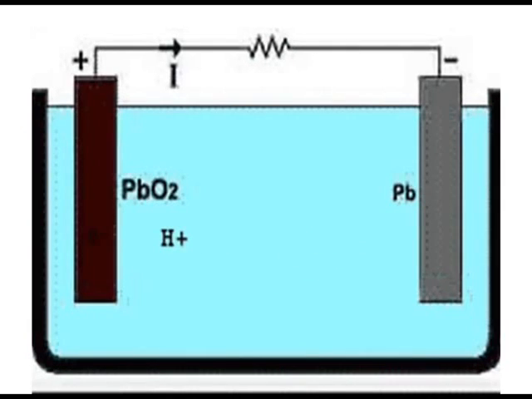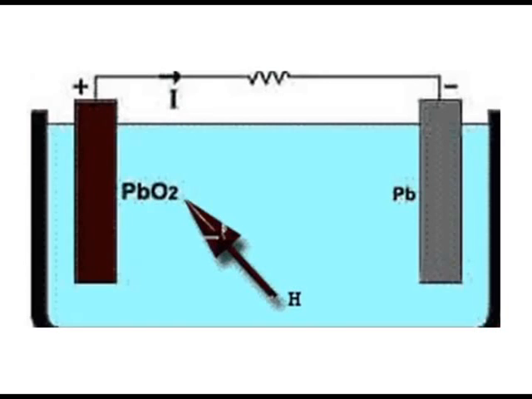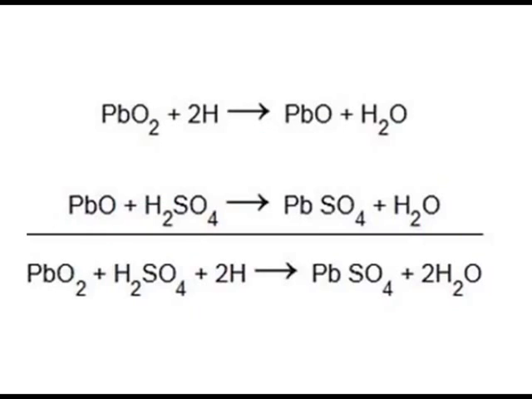The hydrogen ions, when they reach the lead peroxide plate, receive electrons from it and become hydrogen atoms, which again attack the lead peroxide and form lead oxide and water. This lead oxide reacts with sulfuric acid and forms lead sulfate and water.